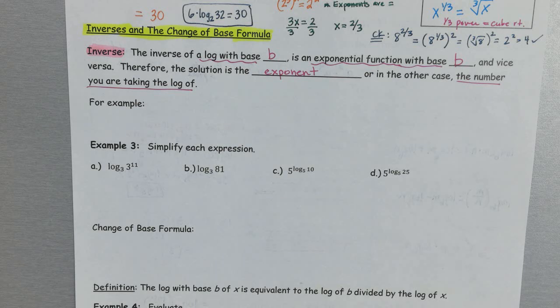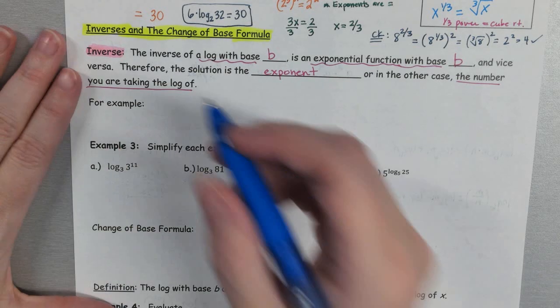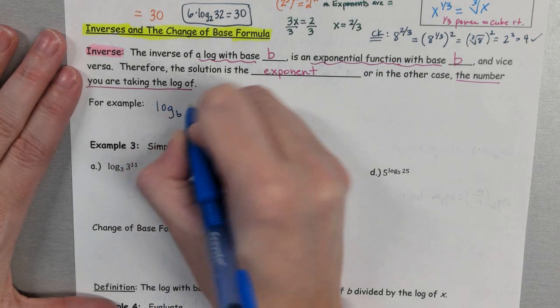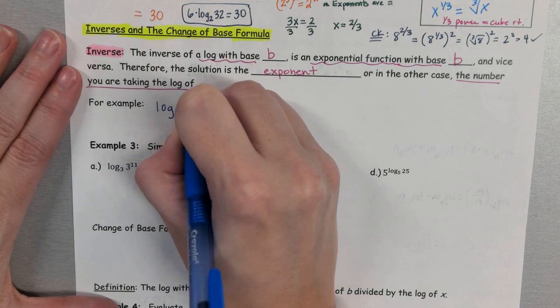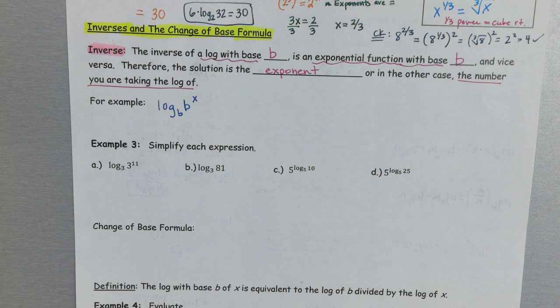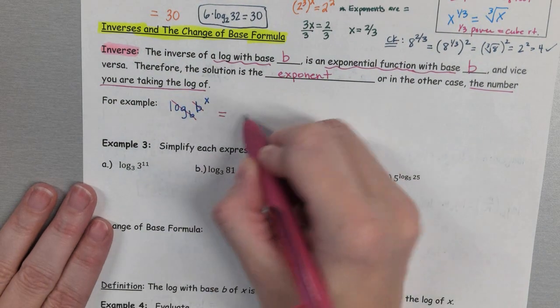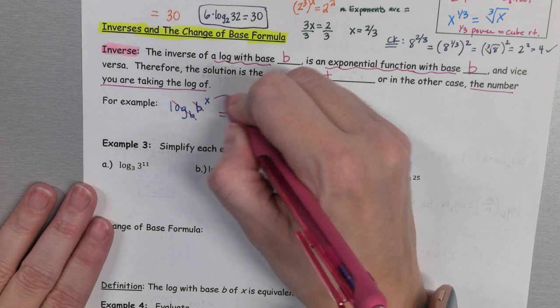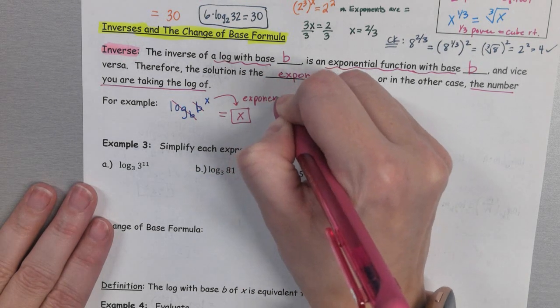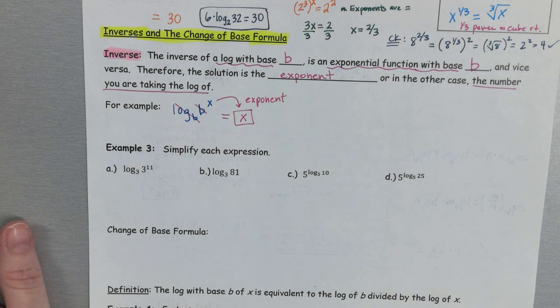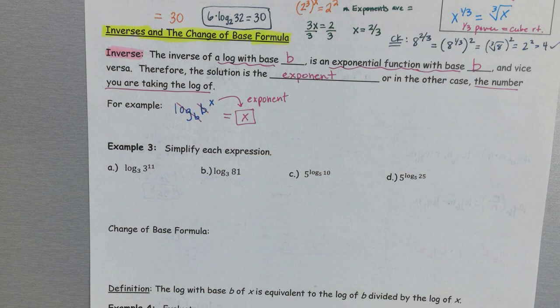Okay, so the first one is if you have log base b of b to the x power. Remember that inverses undo each other. So the log base b and the base of b undo each other, and you're left with x, which is your exponent. Isn't that lovely that that happens? It's very similar to log base 10 of 10 canceling out to make 1. This cancels out, and you're just left with the exponent.